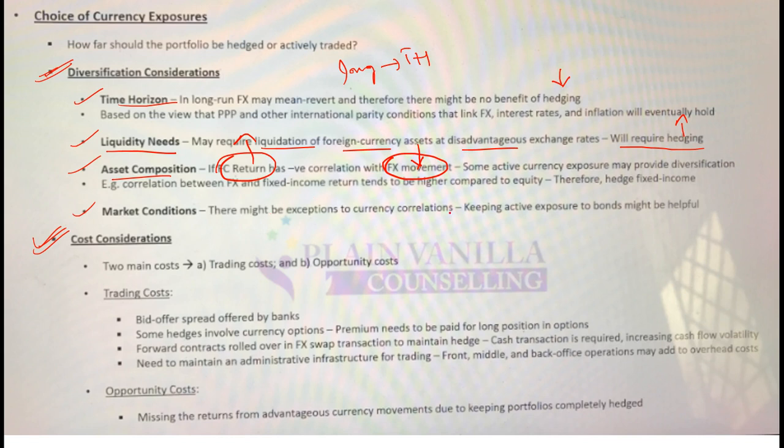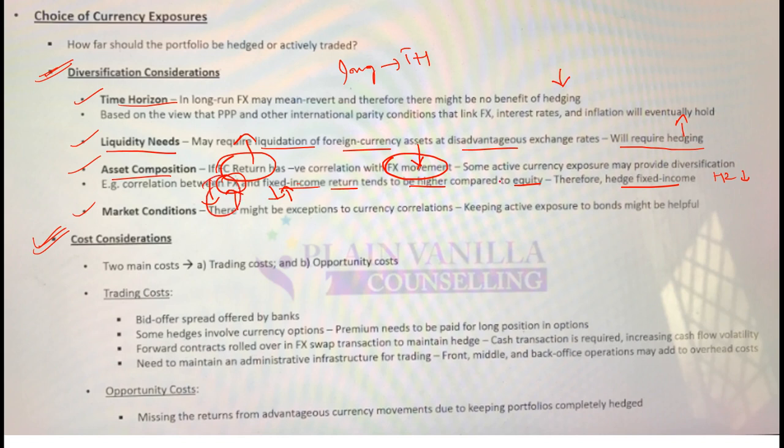So you wouldn't want to hedge. So your hedge ratio will be lower. So for example, correlation between FX and fixed income return tends to be higher compared to equity. So if you are investing into foreign currency fixed income, then you may want to hedge it. Why? Because you know that both of these move in the same direction. That is, if FX return goes down, fixed income return will also go down. So you need to hedge it.